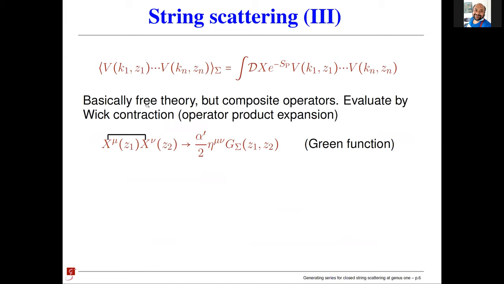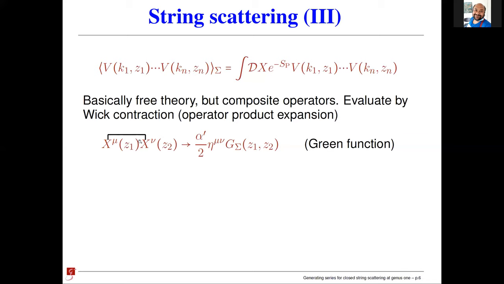Okay, so here again, this is the thing that we want to compute. And how do you compute such a thing? We looked at this action before and we saw it was basically a collection of free scalar fields. And when you have scalar fields in field theory, you can do Wick contractions to compute their correlations. So the elementary thing is you have two of these fields. If you do a Wick contraction, which I've drawn here, you get a Green function. And depending on the surface sigma that you're on, you get a different Green function. That depends really on the shape of this two-dimensional world sheet.